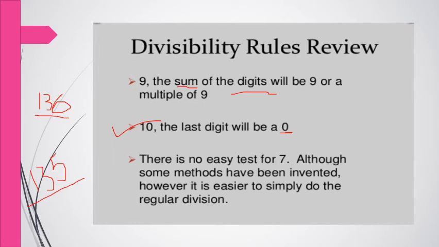Now there is no easy test for 7. We have learned the divisibility rules for all tables from 1 to 10, but we did not see the divisibility rule for 7 because there is no easy test for 7, although some methods have been invented. However, it is easier to simplify to regular division. We know that there are rules for numbers to check divisibility. Even 1 is a number that can divide all the numbers. But we do not have an easy divisibility test rule for 7. Although some methods are invented, they are not easier. So the easier one is to do regular division for finding the divisibility of 7.